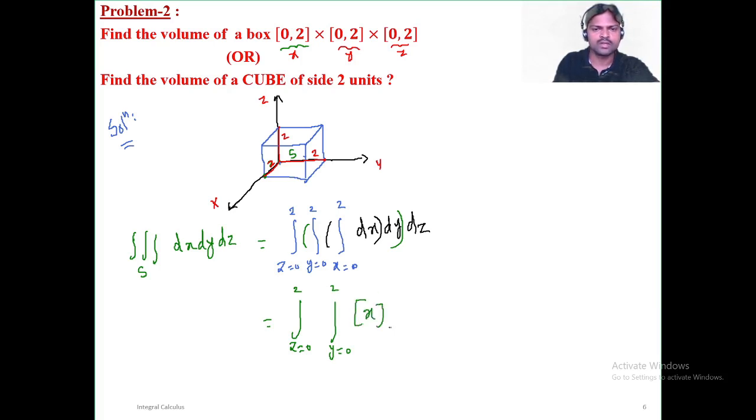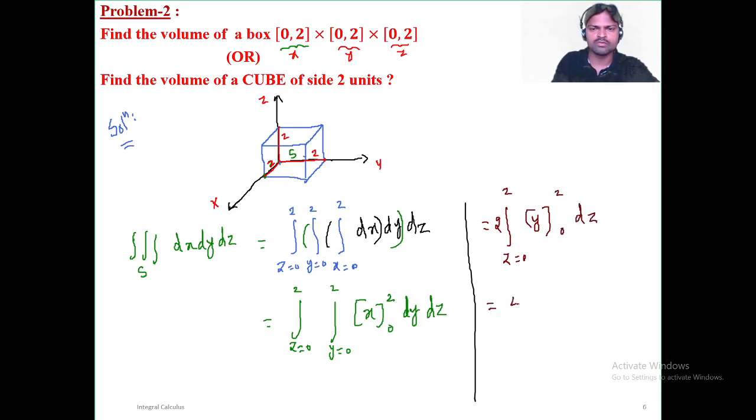Integration dx is x, with x from 0 to 2. After that with respect to y, after that with respect to z. Integration of dz with z from 0 to 2, and the 2 I am writing completely outside. Next with respect to y, y is varying from 0 to 2, after that with respect to z. Substituting the limits, we get 2 into 2, which is 4, integration dz is z, again with z limits from 0 to 2. So overall 4 times 2 is 8. So 8 cubic units.